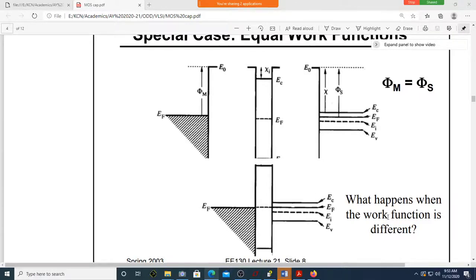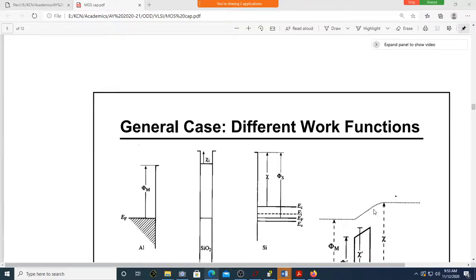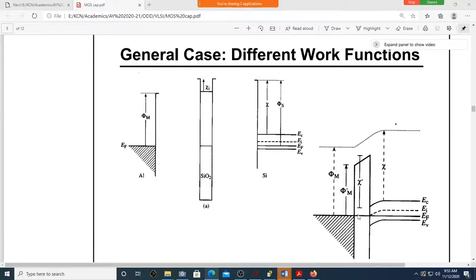Next, what happens when the work function differs? When the work function is different, this is what you have. Can you see this phi? Phi m is less, this is more. Can you see phi ms is what? Now this is already bent. Can you see this is already bent?